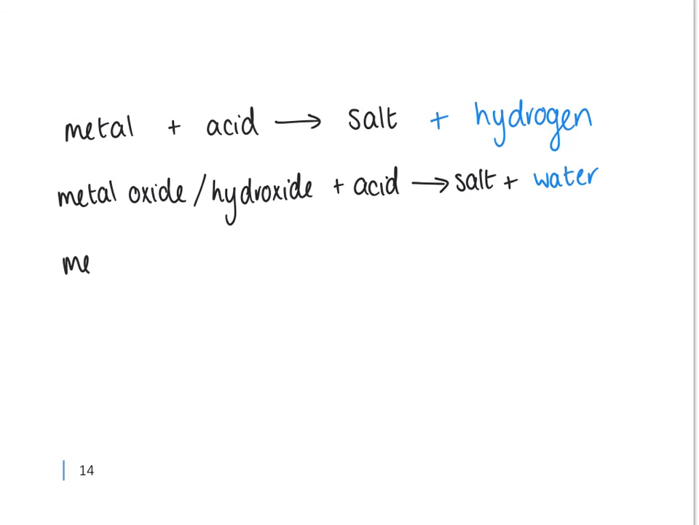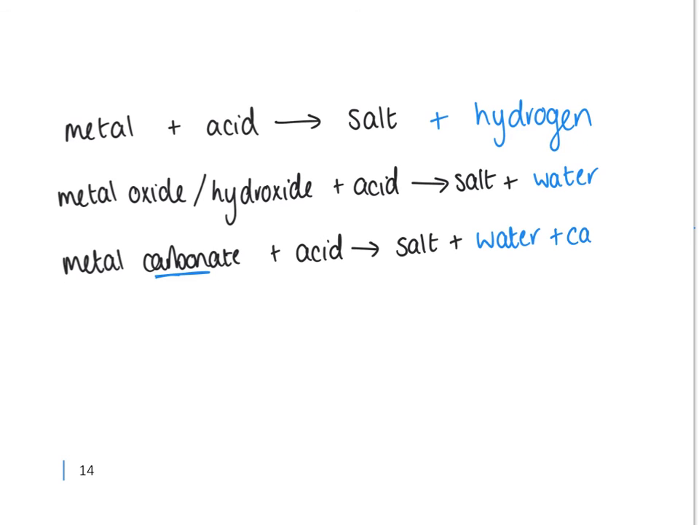Then the last one we saw was a metal carbonate plus acid. That reacts to give us again a salt plus, and then I need to think about my side products. This time it is water. And then because I've got a carbonate, I am producing carbon dioxide also. So you can see that in each general equation, I always form a salt, but then my side products are different.